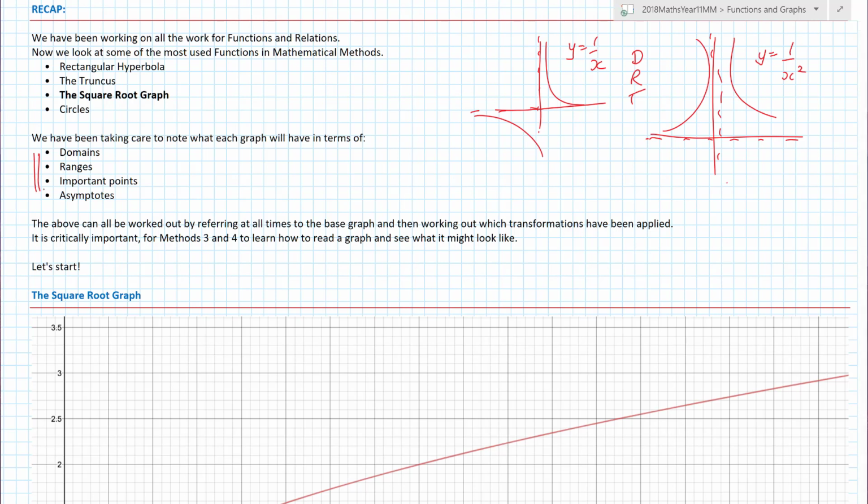I keep saying this, guys, the base graph is really what you should be drawing first, and then using that, building up your transformations to get you to your final graph. Don't think that you should just be able to draw this thing straight off. Sometimes you will, but many times you won't. All right, so let's start.